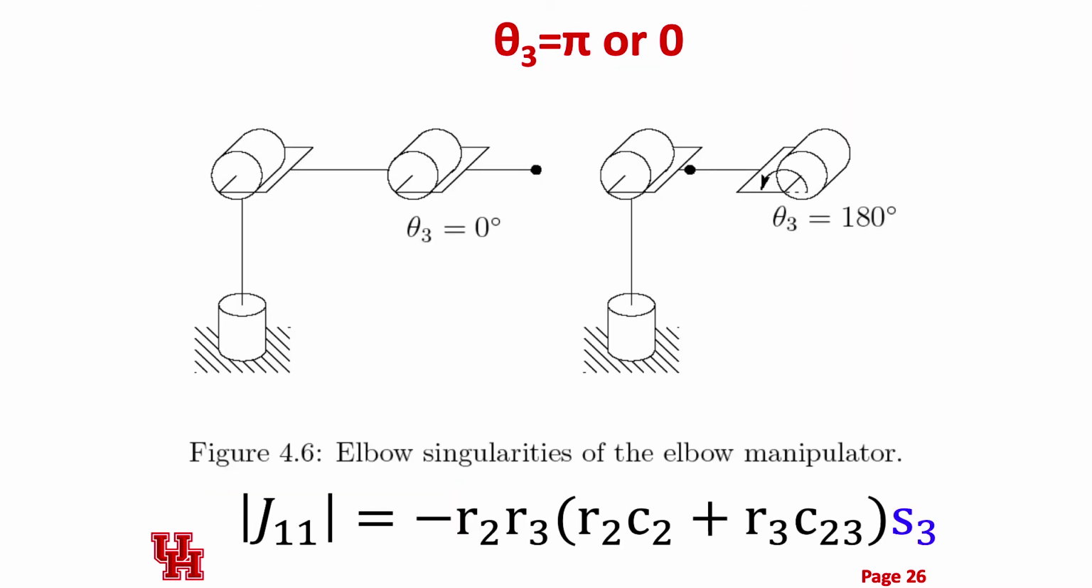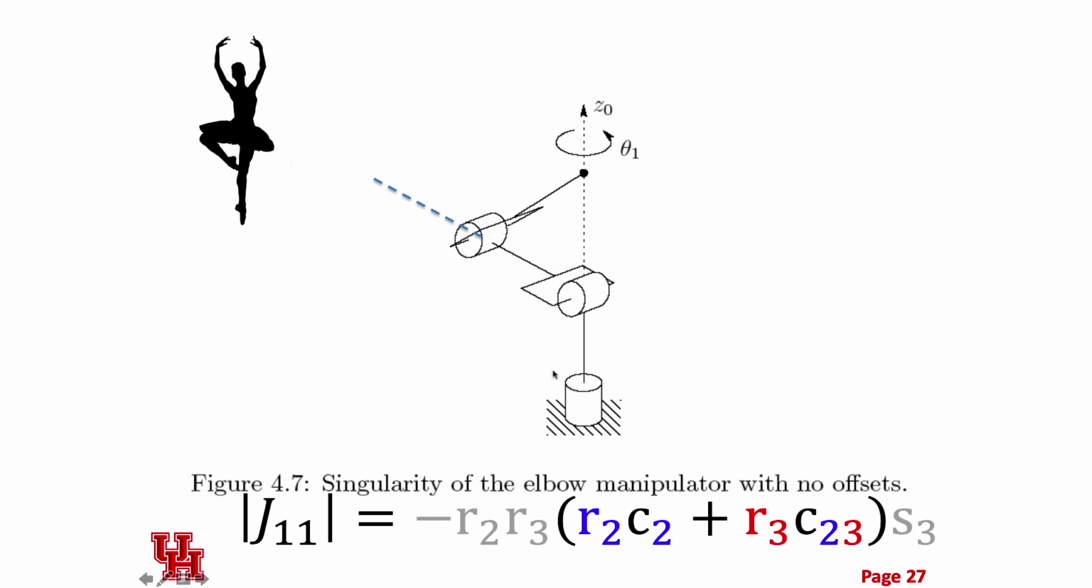And so one of the singularities that we can get here is if that S3 is going to give us a 0. So that's if it's pointing straight out or if it's pointed inwards. The other we can get is if R2 and R3 are 0, but that would be a silly robot to make. And the final one is the Ballerina Pose. And that's if these angles are such that the tip of it comes back to its axis of rotation.